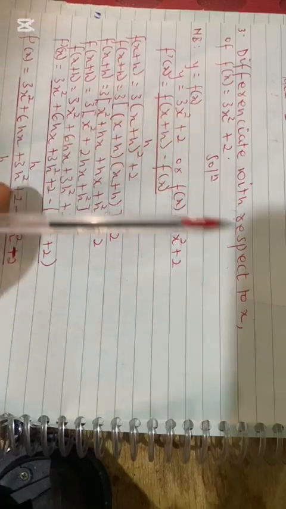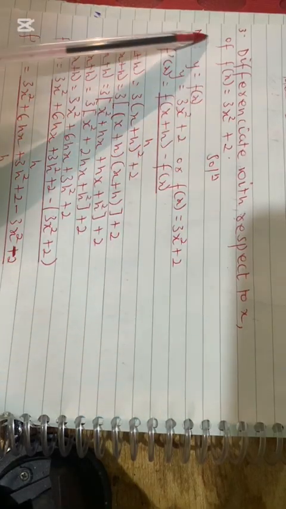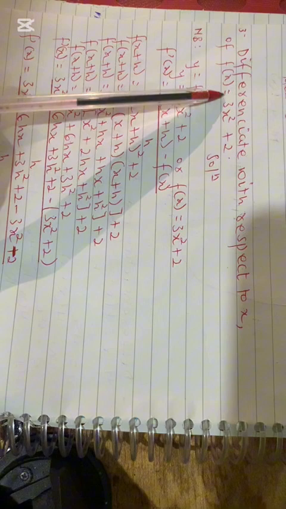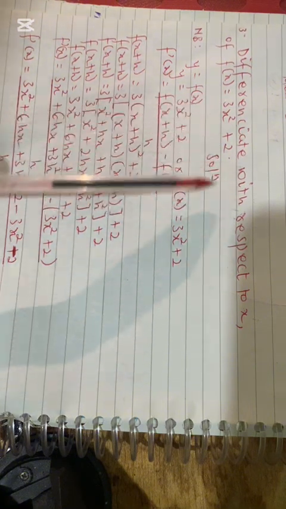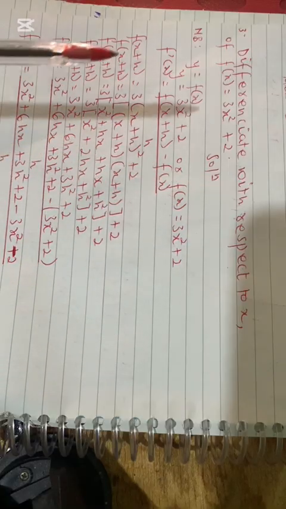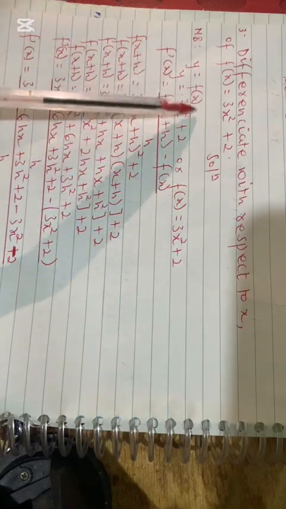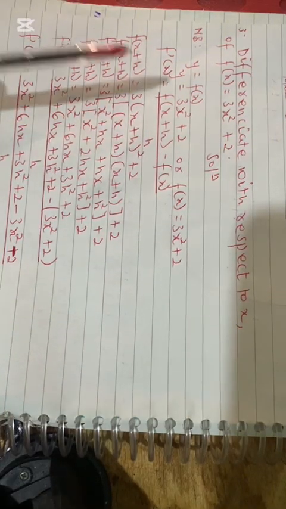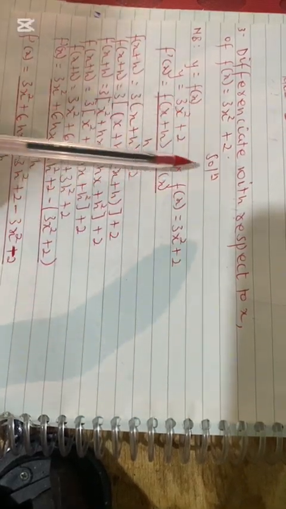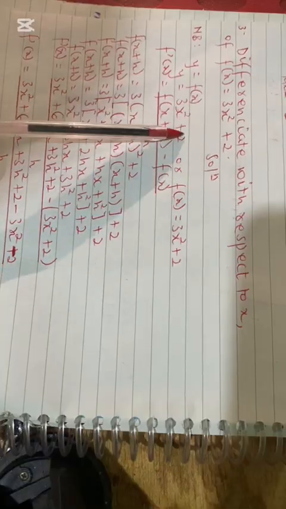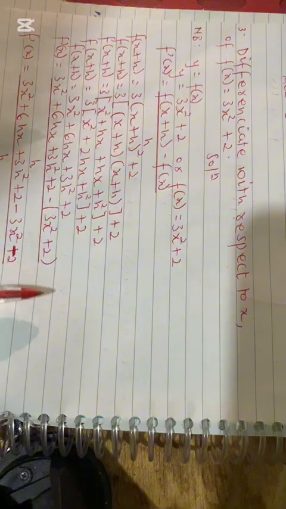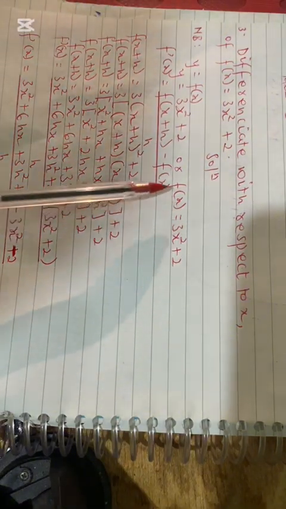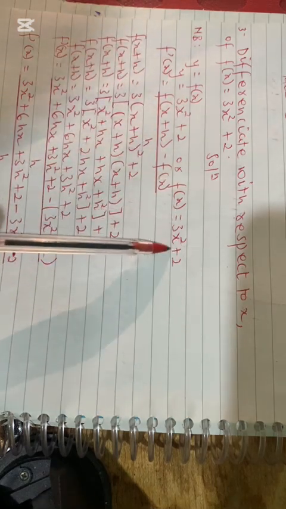This question says differentiate with respect to x, f of x is equal to 3x squared plus 2. So now let's differentiate it. Like I said, y is the same as f of x. So you can just say that y is equal to 3x squared plus 2, or f of x is equal to 3x squared plus 2. They're all the same. Okay, but in this question, let's use f of x so that you'll be familiar with that one too. So we are saying that f of x is equal to 3x squared plus 2.